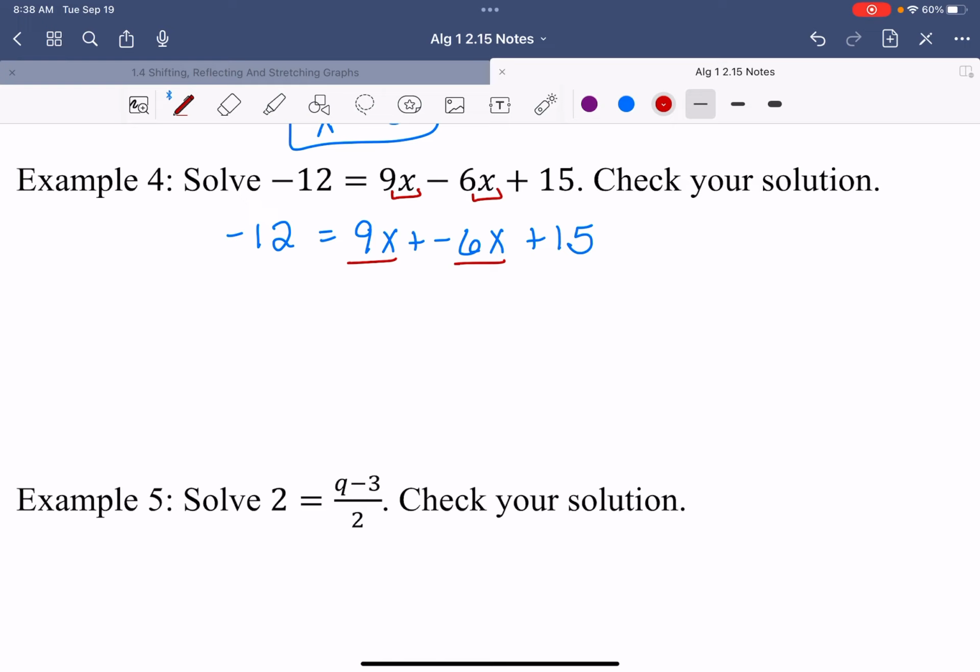I have a 9 plus a negative 6. They're not the same, so I subtract. 9 minus 6 is 3. Use the sign of the bigger number. Again, everything else stays the same, and if you notice, we line up equal signs whenever possible.